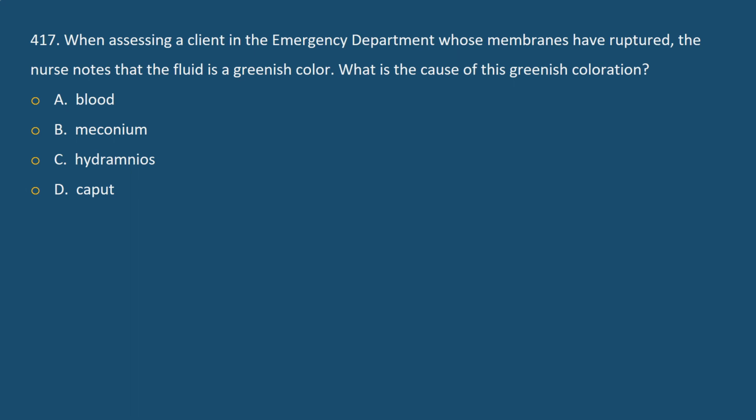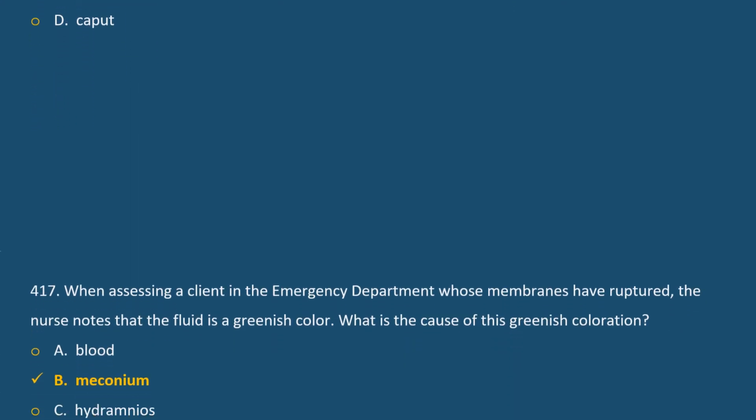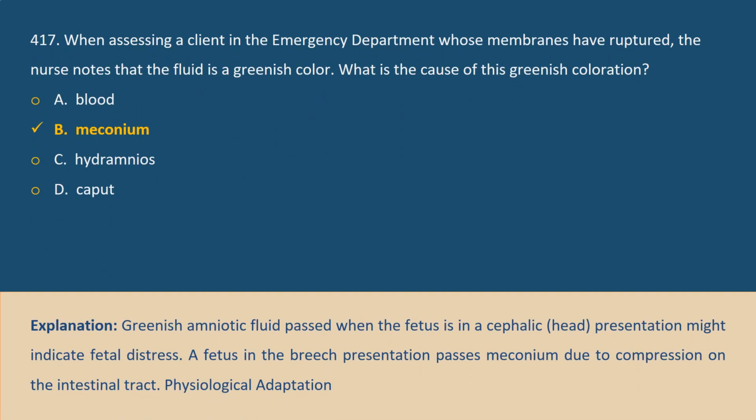Question 417. When assessing a client in the emergency department whose membranes have ruptured, the nurse notes that the fluid is a greenish color. What is the cause of this greenish coloration? A. Blood. B. Meconium. C. Hydramnios. D. Caput. Answer B. Explanation. Greenish amniotic fluid passed when the fetus is in the cephalic presentation might indicate fetal distress. A fetus in the breech presentation passes meconium due to compression of the intestinal tract. Physiological adaptation.